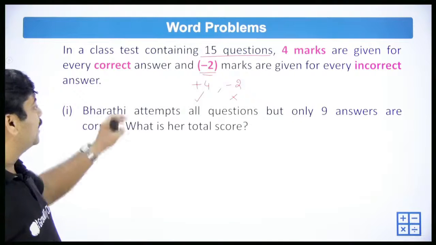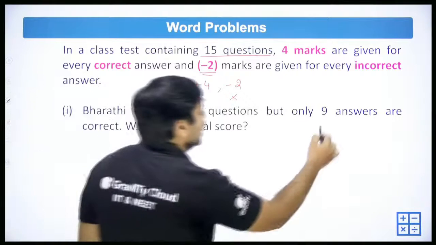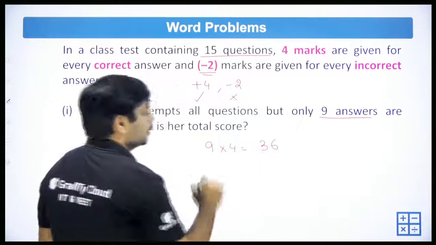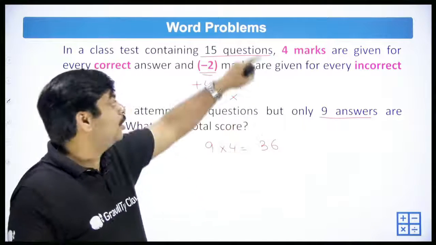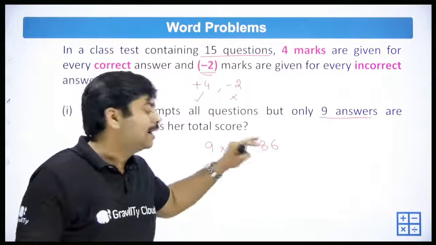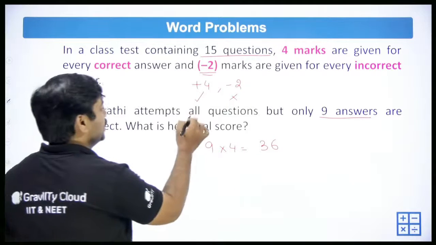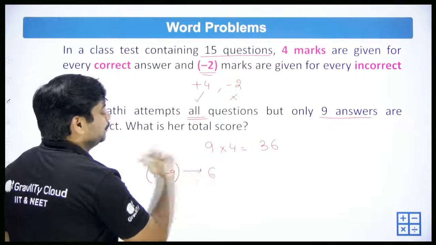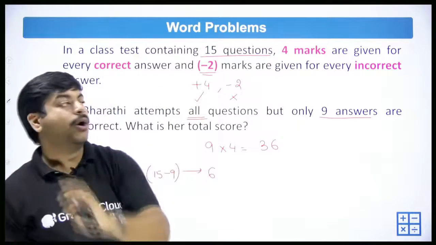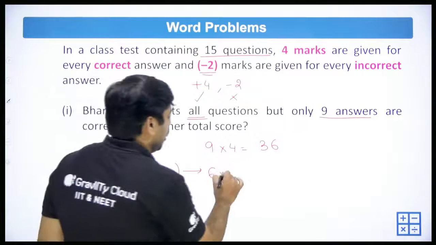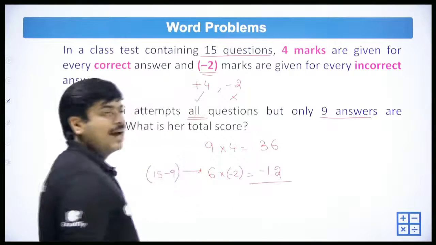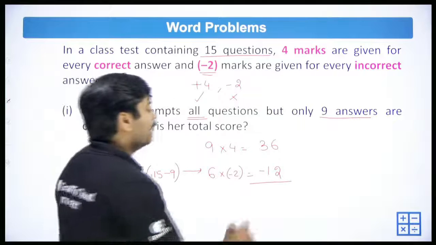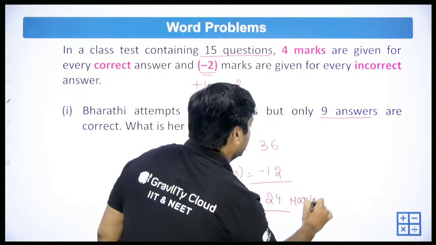What's the first question? Bharati attempts all the questions. All means 15 questions. But only 9 answers are correct. So 9 into 4, she will get 36 marks. But is this her final score? Had there been no negative mark for incorrect answers, that would be her final marks. But as she is attempting all the questions, out of 15, 9 are correct, so 6 are wrong. For every wrong answer, you have minus 2 marks. So 6 into minus 2 will give you minus 12 marks. So now your final score will be the addition of these two, 36 and minus 12. You'll be having 24. See, 24 marks is her final score.